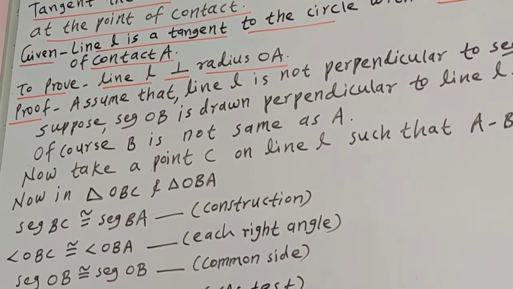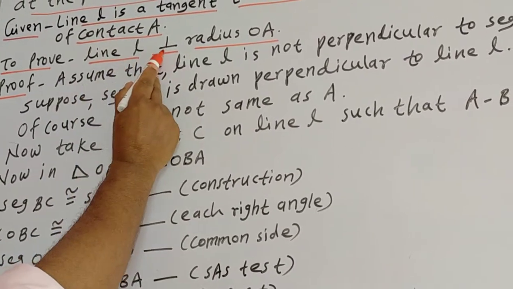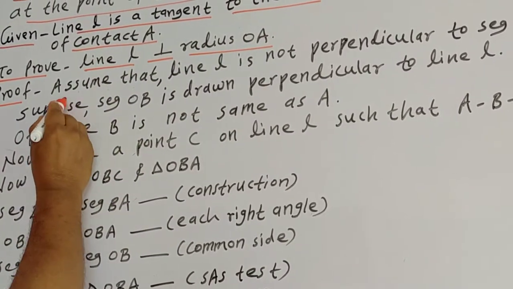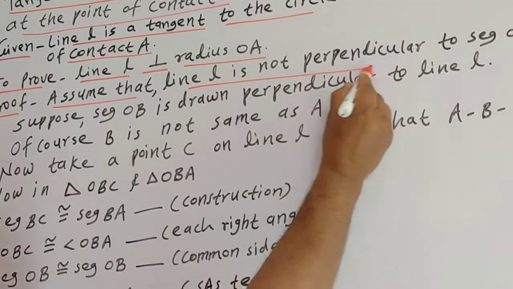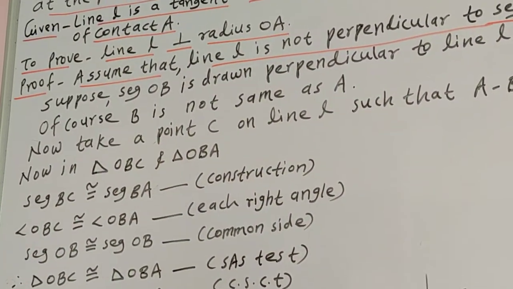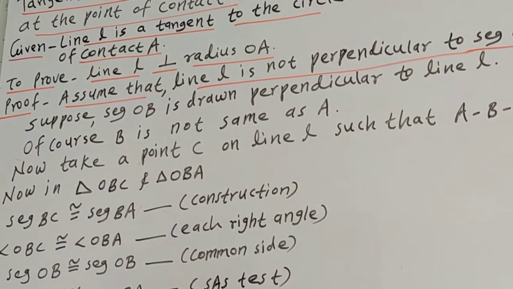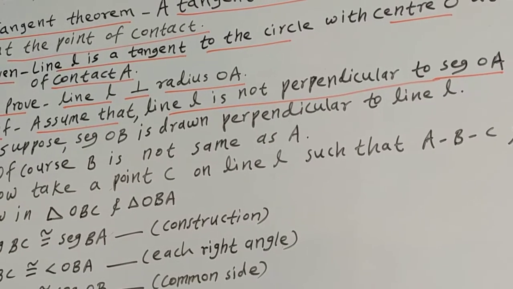This proof is by the indirect proof method. We have to prove that line L is perpendicular to radius OA. Now we will assume that line L is not perpendicular to seg OA or radius OA. We have to show it is perpendicular, but assume that line L is not perpendicular to seg OA.